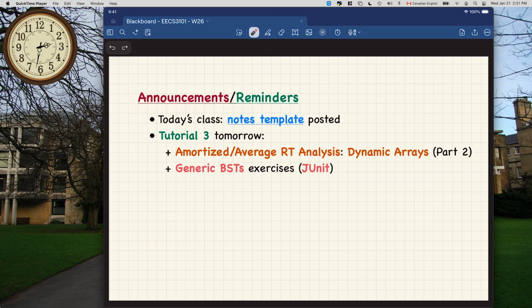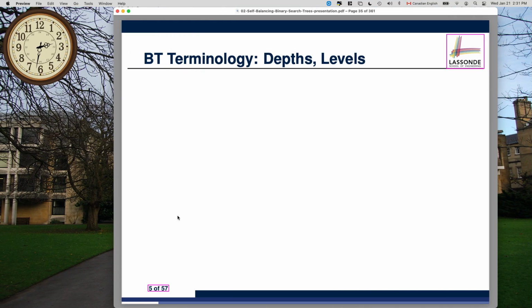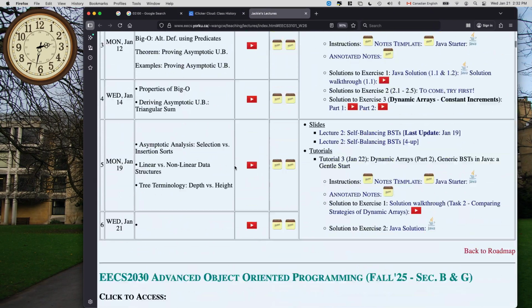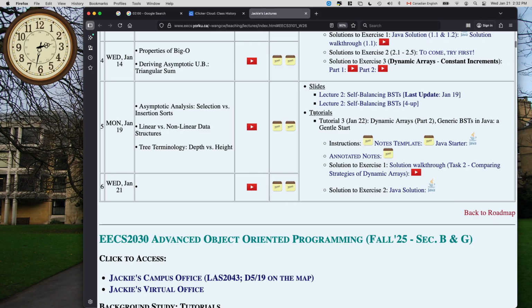So for those of you who may want to look at the materials for tomorrow, I'll really encourage you to do that. So you can go to the lecture site right here. Okay. So you will see under tutorials over here, tutorial number 3. All right. So I posted all the materials, including the Java solution. But I would say maybe don't look at the solution just yet. Download the starter into Eclipse and also try it out.